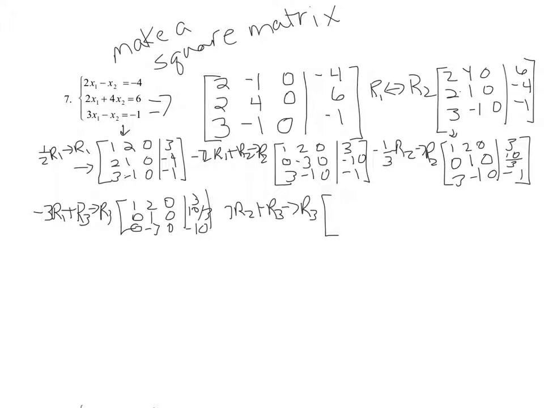All right. 1, 2, 0, 3 on the top row. 0, 1, 0, 10/3 on the second row. And then on my last row, if I multiply the second row times 7 and add it to the bottom row, I'm going to have a 0. I'm going to have a 0. I'm going to have a 0.